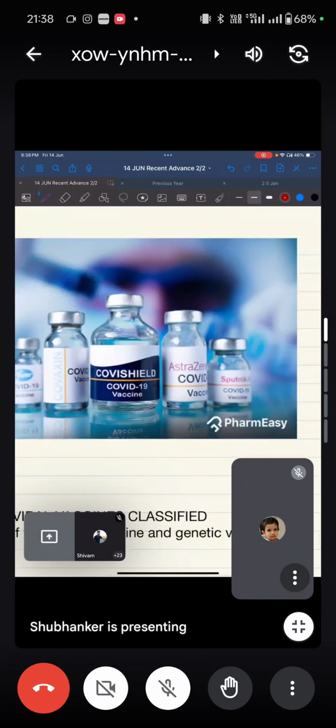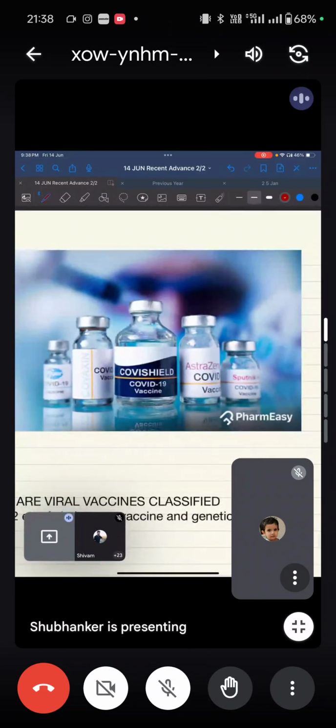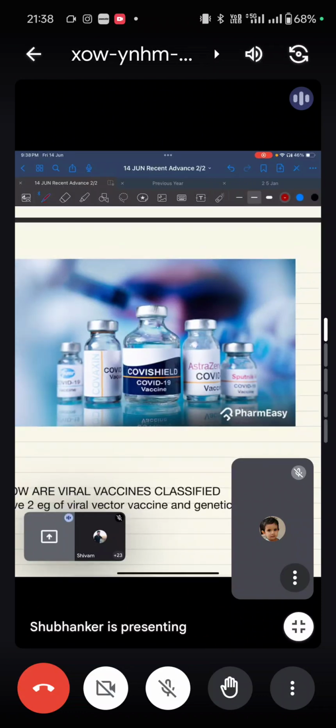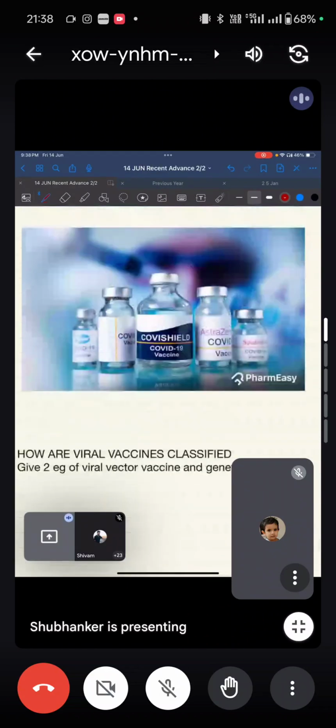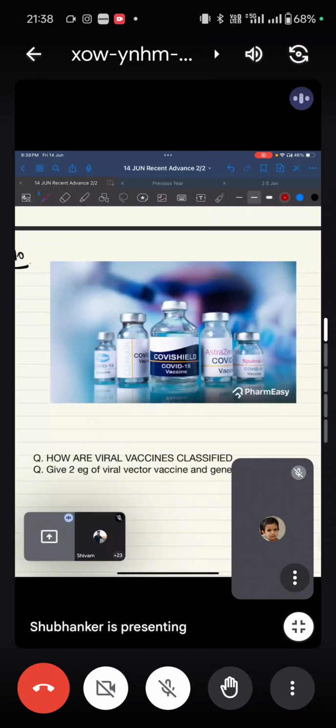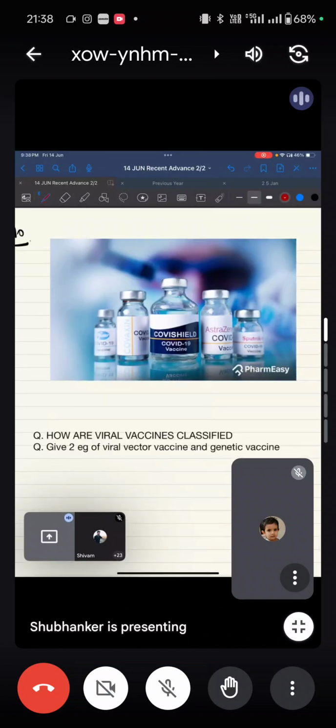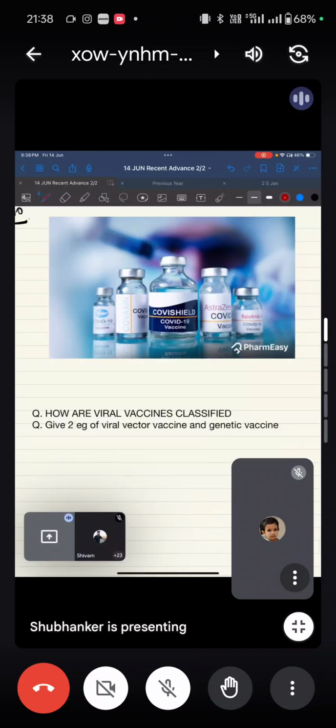Coming ahead, guys, COVID and mucormycosis will not leave you in your exams also. Please read everything possible about COVID vaccines and mucormycosis. Okay? Please, it's a humble request. You will be benefited by this, whether in your viva or in some other way. Now, these are some of the questions. How are viral vaccines classified? And they are asking you examples of some viral vector vaccines and genetic vaccines.